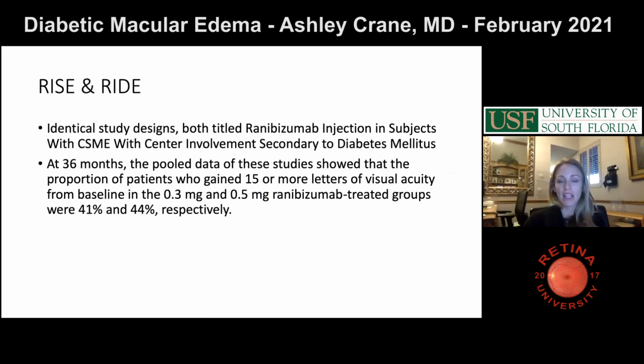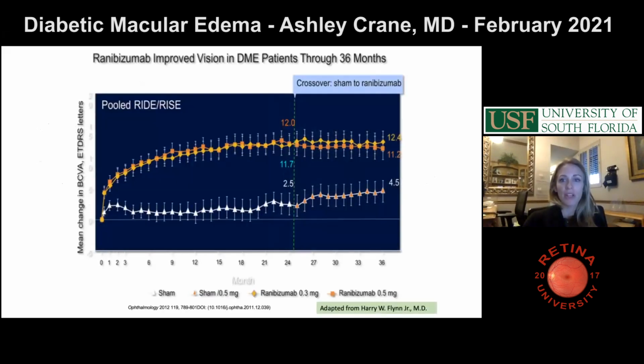The RISE and RIDE studies, these can and will be tested, so remember them. Basically they're identical studies. At 36 months, the pooled data from these studies, which I'm going to show you in a graph in a second, shows that the proportion of patients who gained 15 or more letters of visual acuity from baseline, which is quite a few letters, in both of the 0.3 and 0.5 groups were 41 and 44% respectively. So quite a lot of people, almost half the people, gained 15 or more letters. So you can see that here.